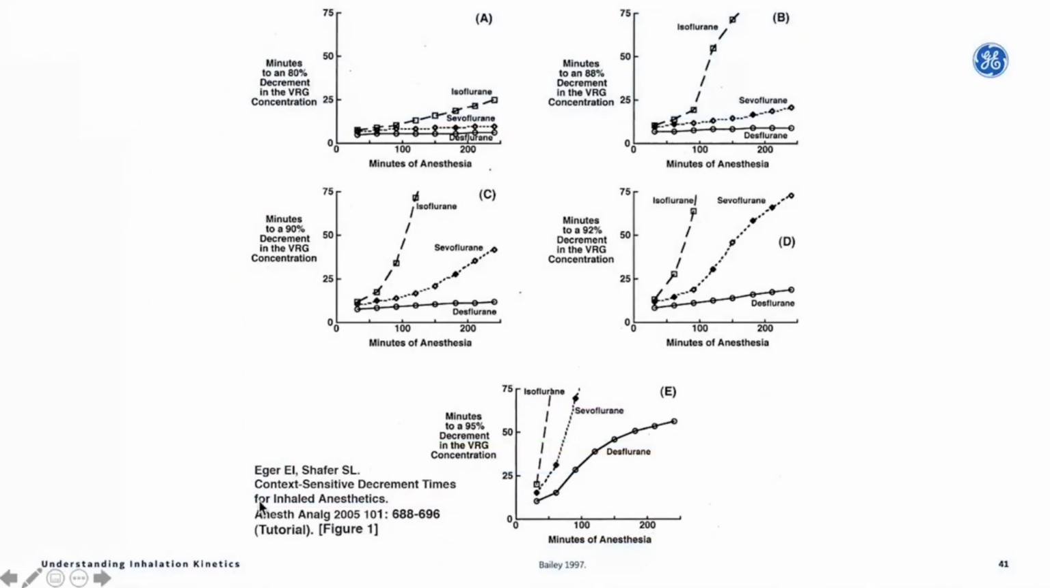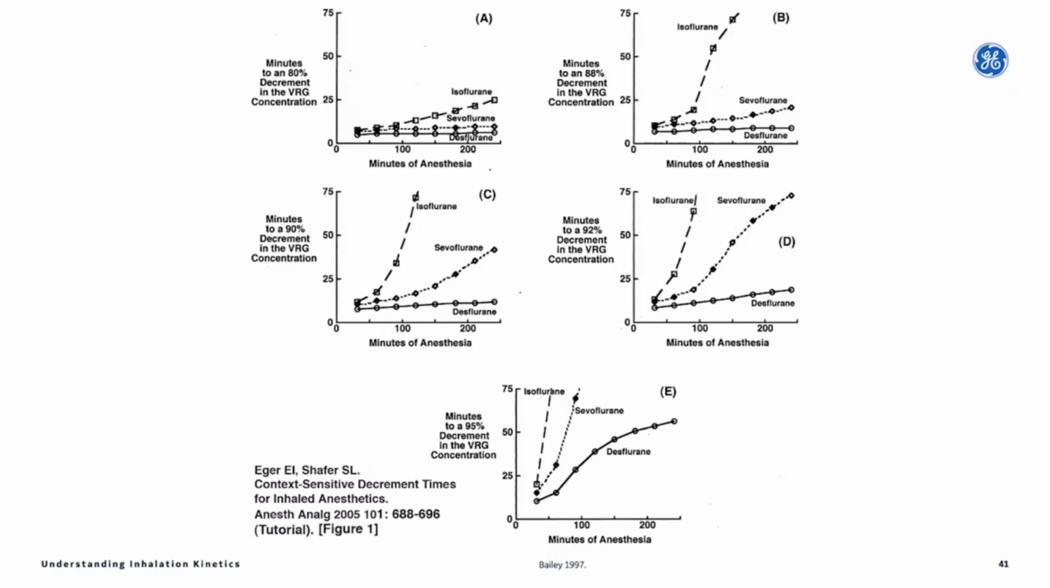Well, Eager and Schaefer in 2005 used GasMan to study the context-sensitive decrement times that could be simulated and would allow prediction of wake-up times from various anesthetics. And what they found was if you give an anesthetic of duration up to 300 minutes here, and you look for the 80% reduction, this is how many minutes it takes for the patient to reach that level.